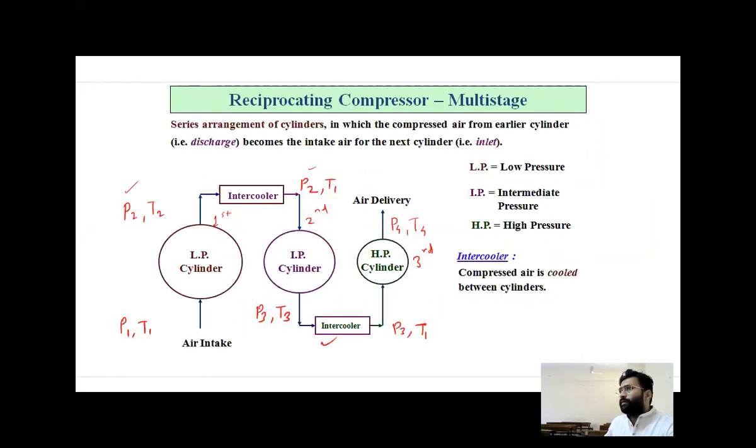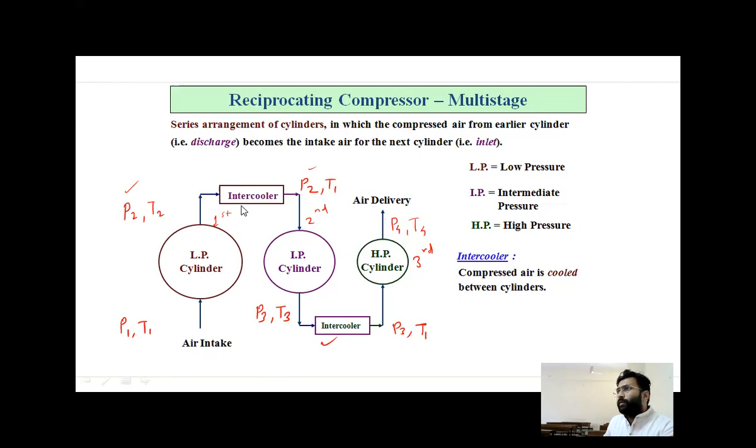So what is multi-staging? Air is compressed in multiple stages. That is why the name is multi-stage compression. You can see the diagram here. Air is taken inside. This is the start of suction. Air is at pressure P1, temperature T1. Now first it is compressed at low pressure. So in low pressure compression, pressure increases from P1 to P2 and temperature from T1 to T2.